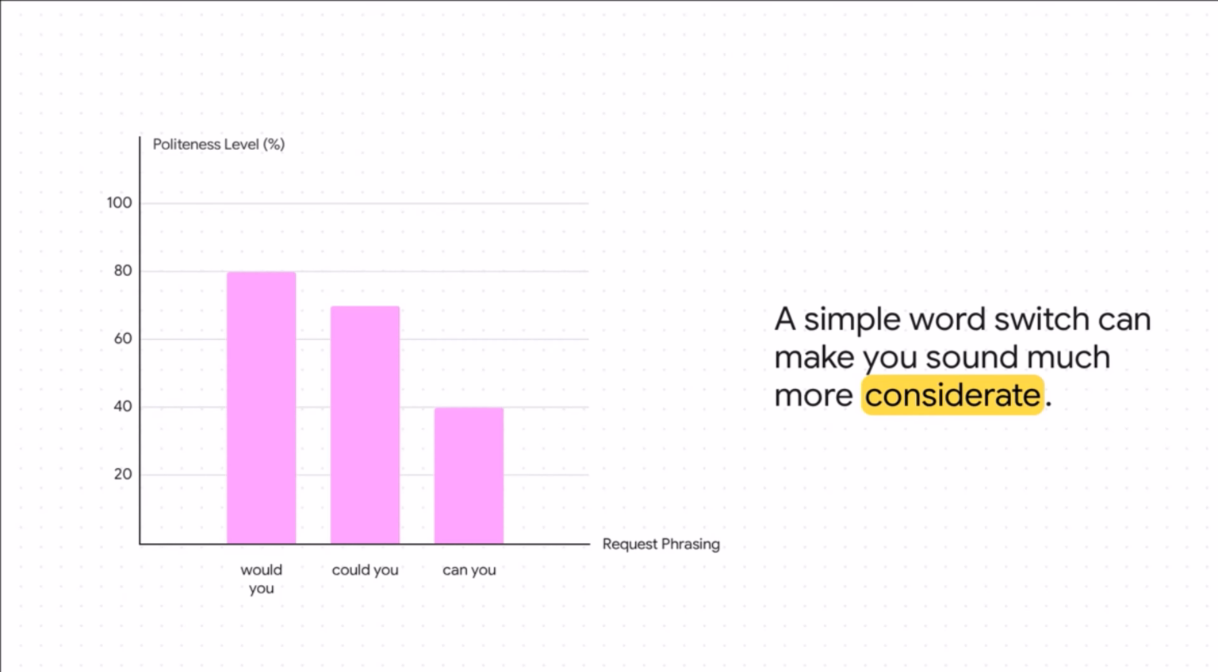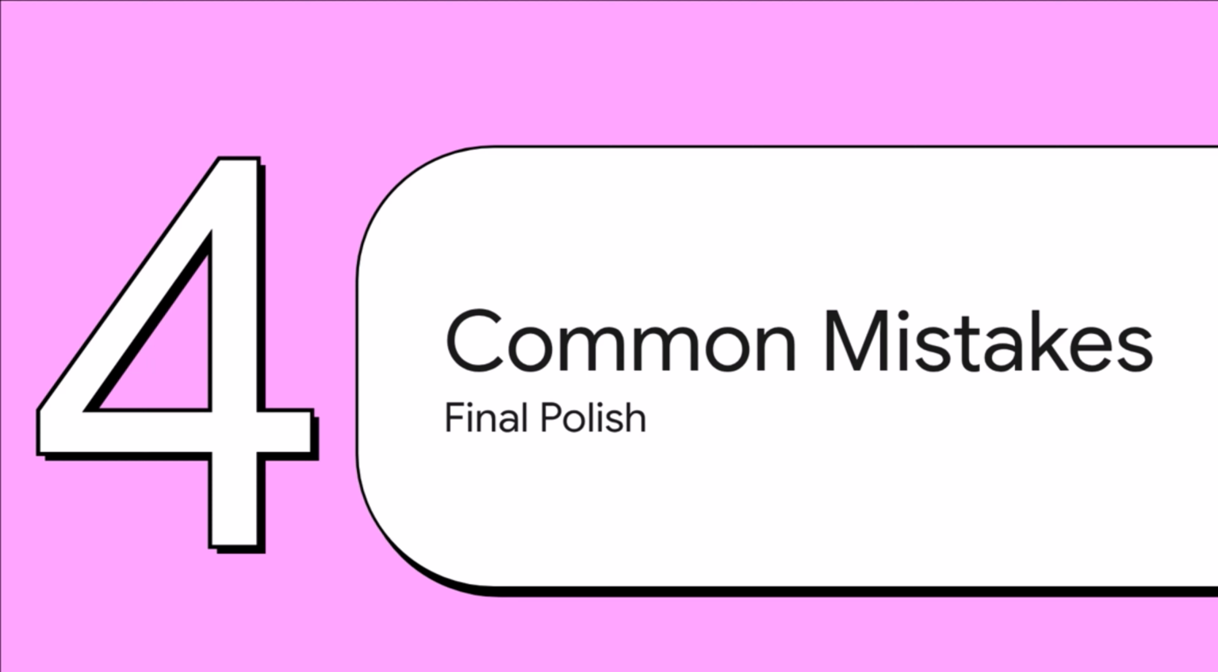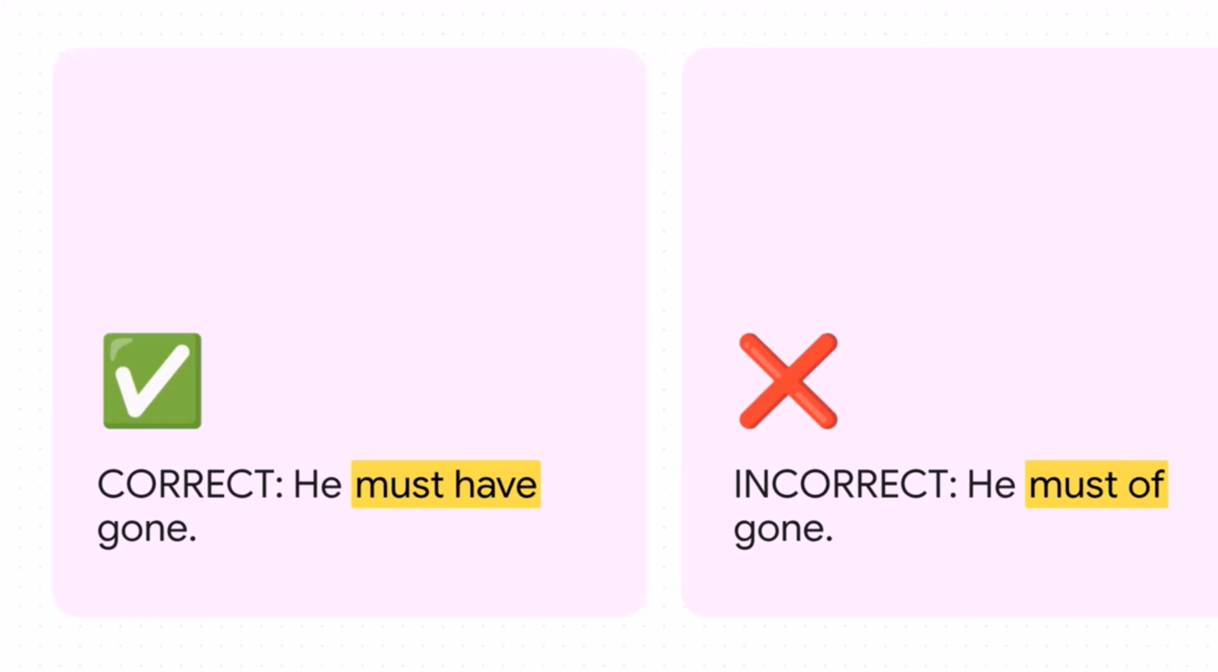All right, you're doing great. You've got the rules, you've got the strategy. Let's just do a final polish and clear up 2 really common mix-ups that even native speakers get wrong sometimes. Okay, first up, talking about the past. When we speak fast, must have can sound like must of, and so a lot of people write it that way, but that's always incorrect.